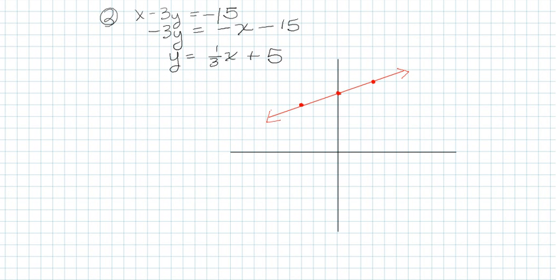This example, we're given x minus 3y is equal to negative 15. This once again is in standard form. We need to get it into slope-intercept form. So the first thing we need to do is subtract x from both sides to get negative 3y equals negative x minus 15. And then divide by negative 3 to get y equals 1/3 x plus 5.